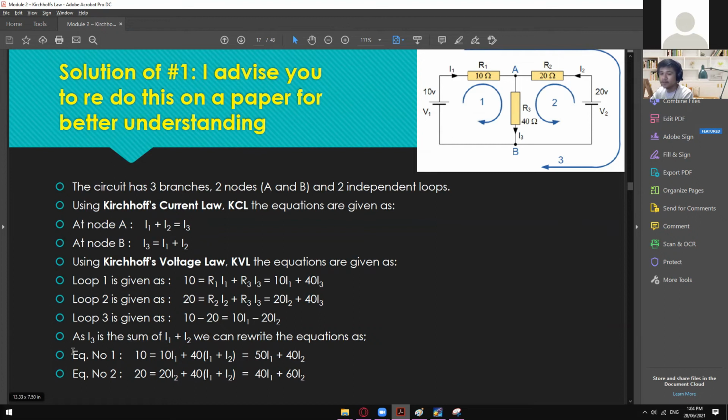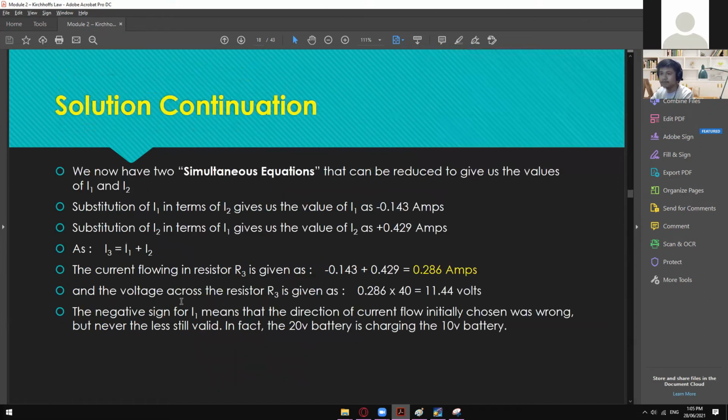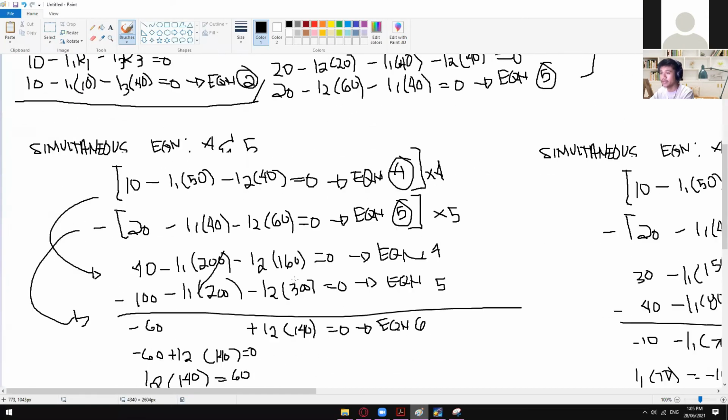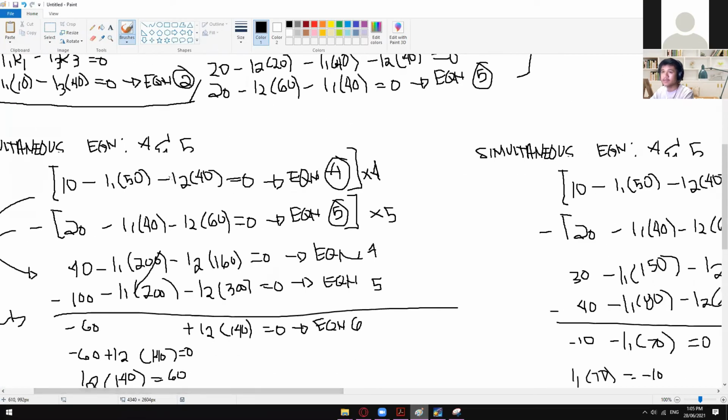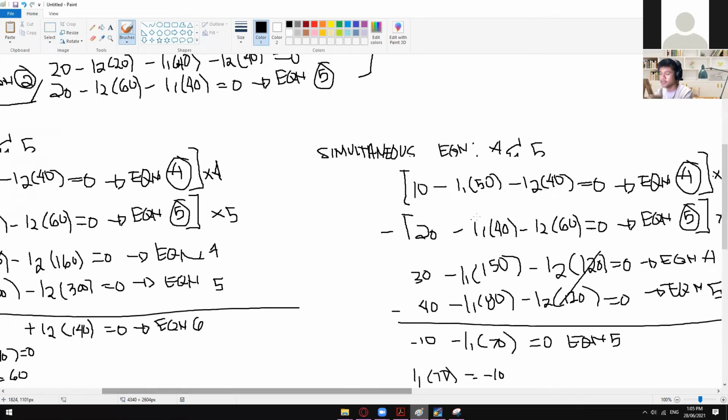In here, we've replaced this I3 right here with I1 plus I2, and then got this newly expression. You can now use those expressions to get the value of I1 and I2. In here, I didn't use simultaneous equations, but I did use the calculator. Of course, you can use that one just like what we did a while ago in here. This is the longer method, simultaneous equation 4 and 5.